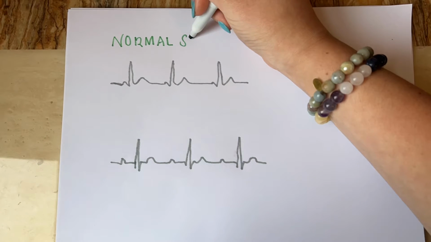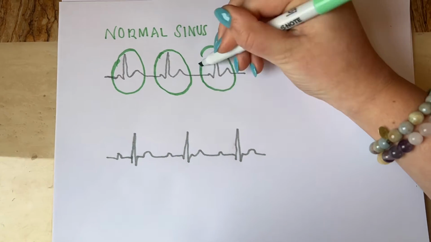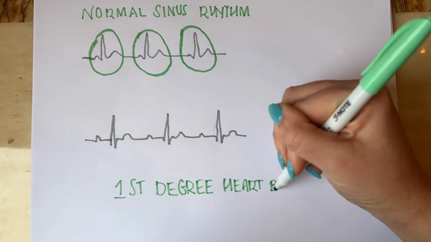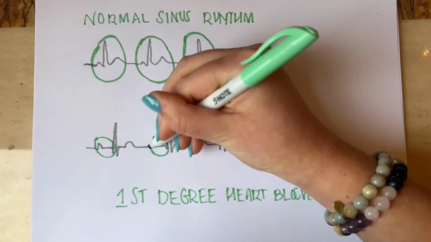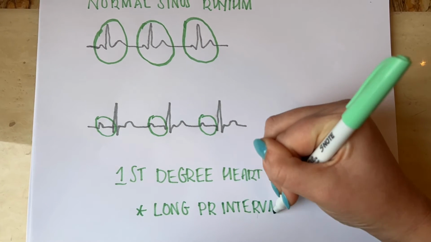When comparing a normal sinus rhythm strip to a first-degree heart block strip, they do look a little similar. However, a first-degree heart block strip will always show a prolonged PR interval. Every PR interval is greater than 0.2 seconds, and they are usually equal in length.